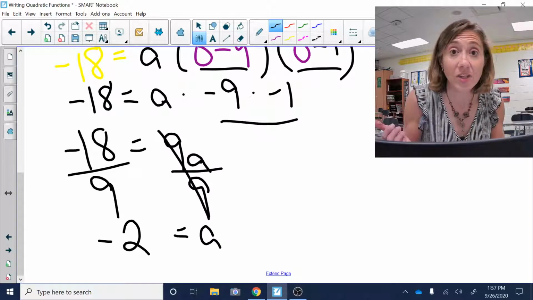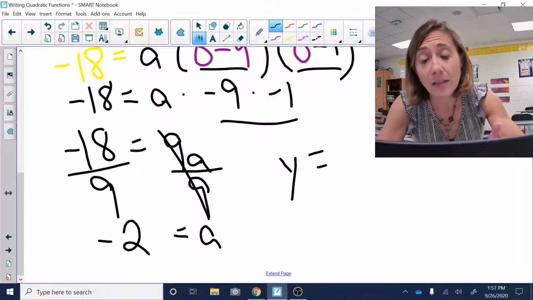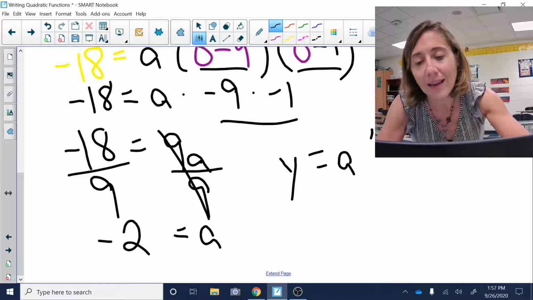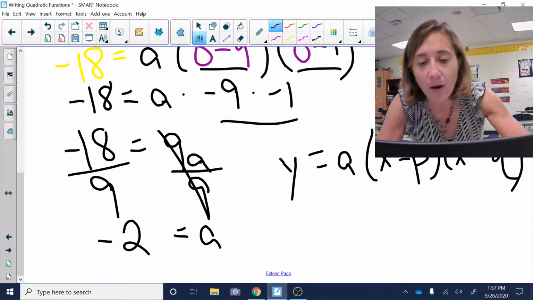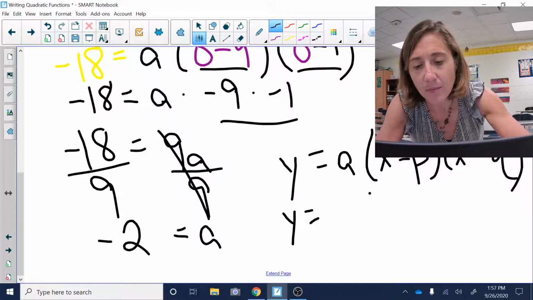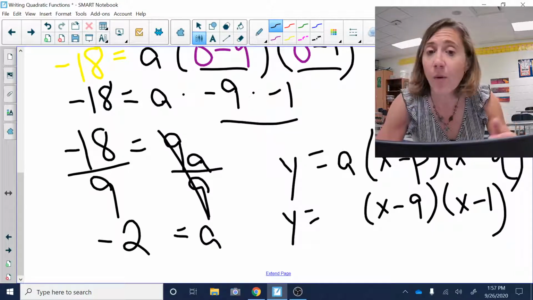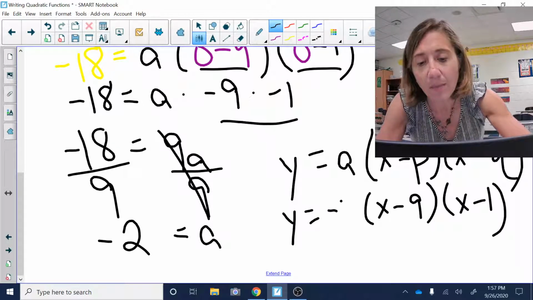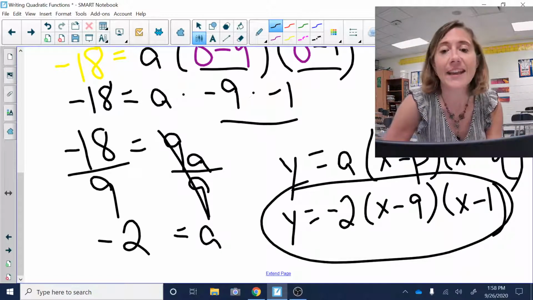So we were trying to write the equation here, so let's go ahead and get this equation written. We're using intercept form, so I'm going to write it again so I can see what it was and I can remember where I was at. So we had already known our p and q values. We had already filled those in. So we were at this point. We had x minus 9 and x minus 1. And now we know our a value is negative 2. So I'll go ahead and put that in here. And ta-da! We have an equation for this parabola in intercept form.